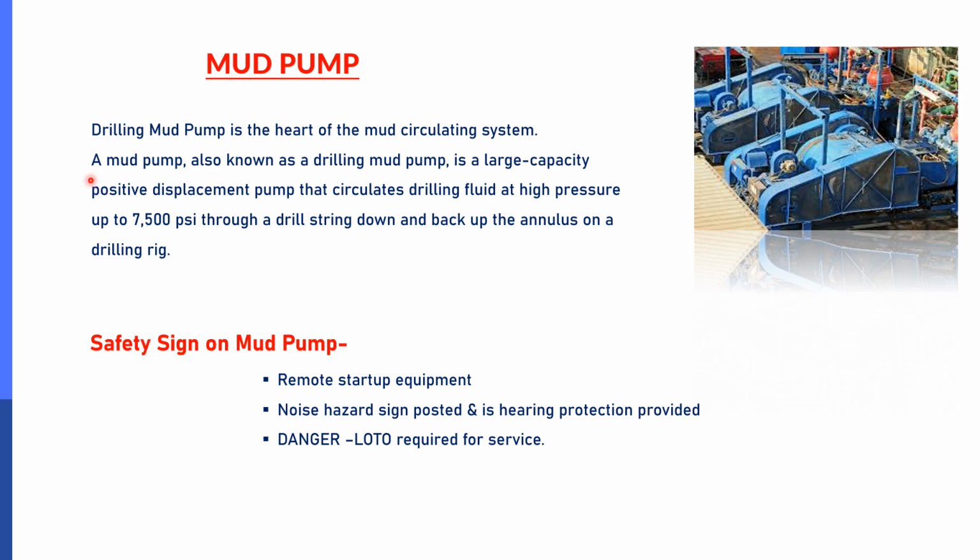A mud pump, also known as a drilling mud pump, is a large capacity positive displacement pump that circulates the drilling fluid. Drilling fluid or drilling mud, both are the same, at high pressure up to 7,500 psi through a drill string down and back up the annulus on a drilling rig.